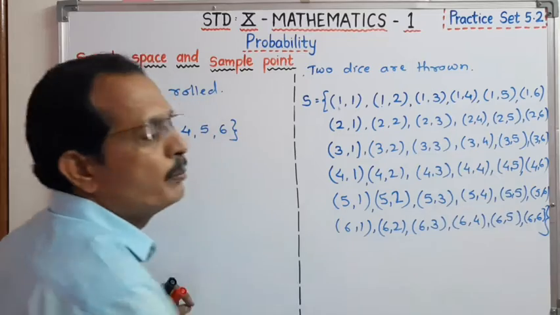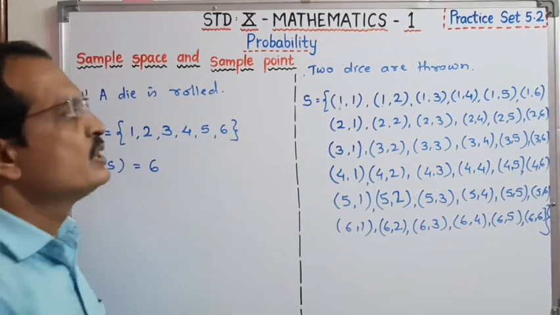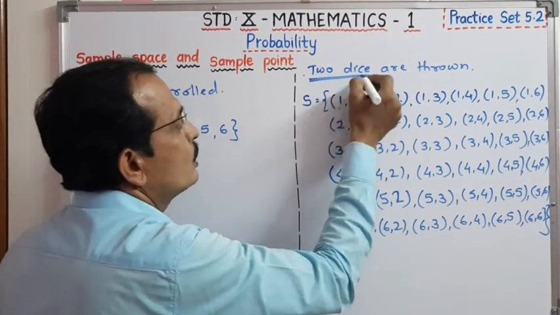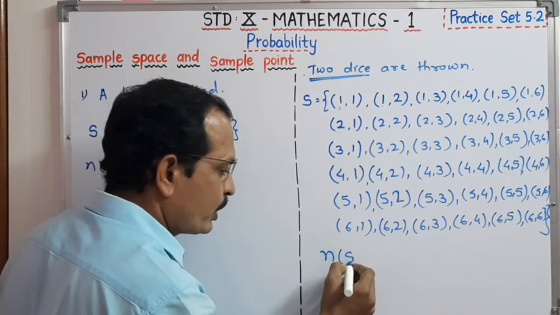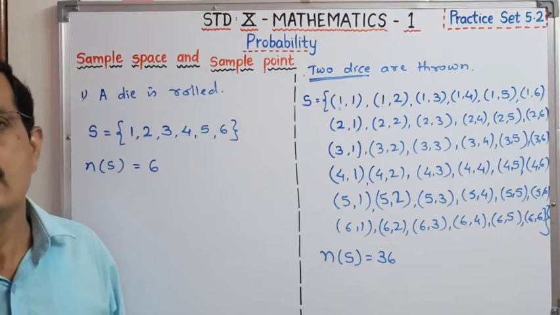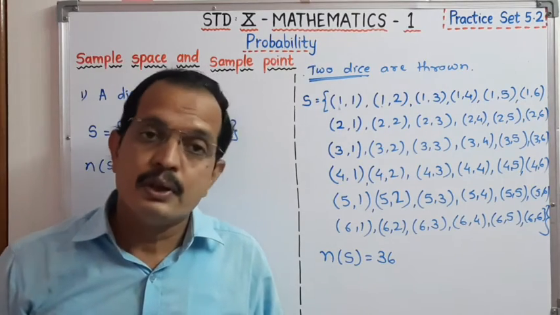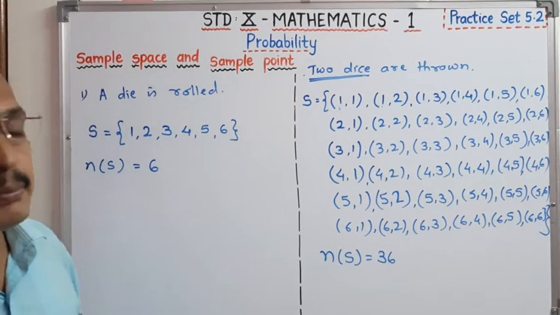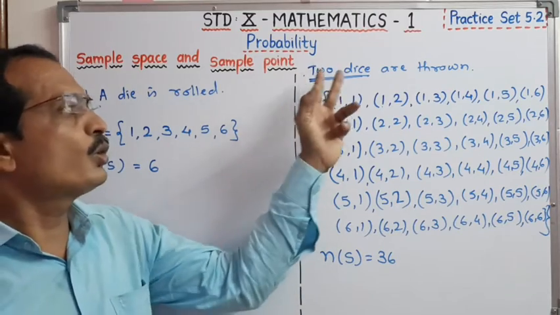Like this we completed the sample space for 2 dice thrown, and the number of sample points n(S) is equal to 36, dear student. Therefore, remember how to write the sample space for 2 dice.